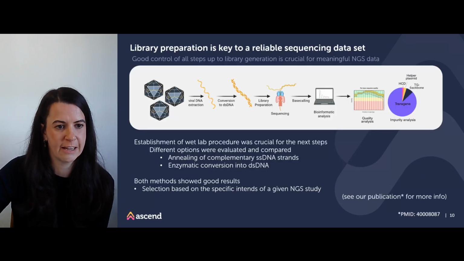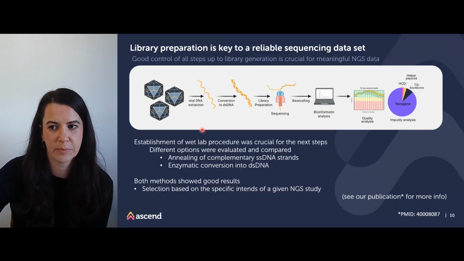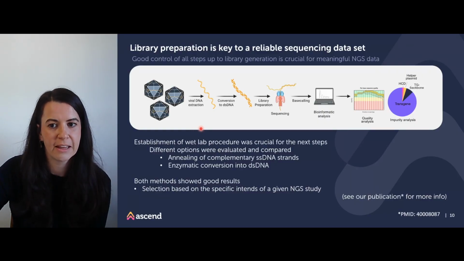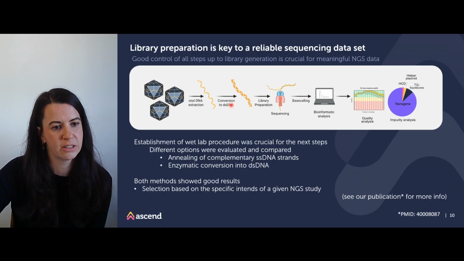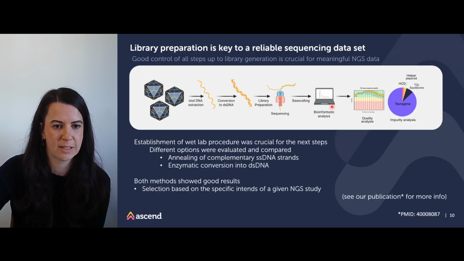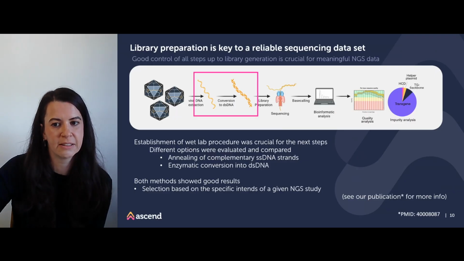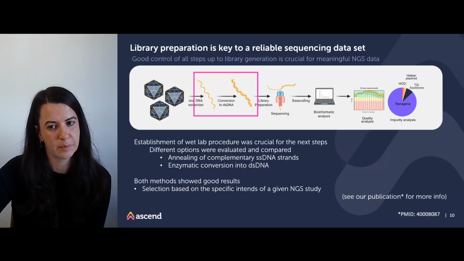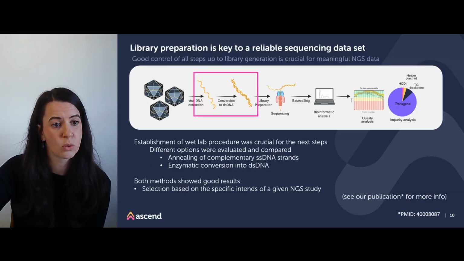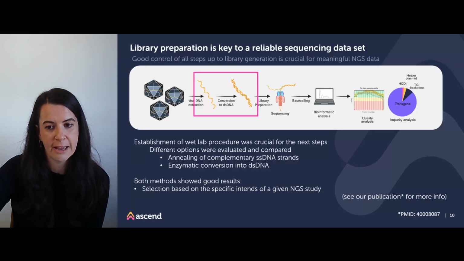So sequencing AAVs first comes with the task to prepare suitable libraries for sequencing. The AAVs have a single-strand DNA genome, which needs to be first extracted and then converted into double-strand DNA to be amenable for library preparation and subsequent sequencing. So we put a lot of effort in this pre-library step and compared different methods to generate our double-strand DNA template. So we have the enzymatic conversion and annealing.